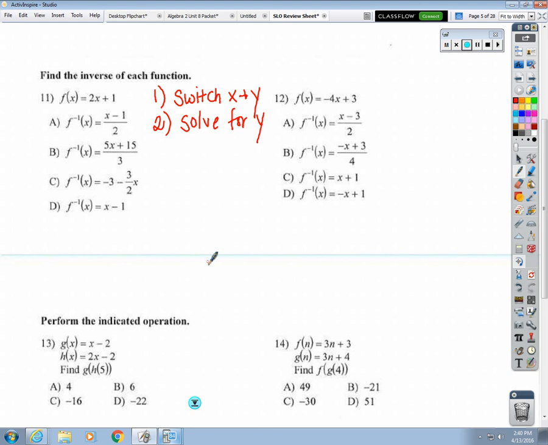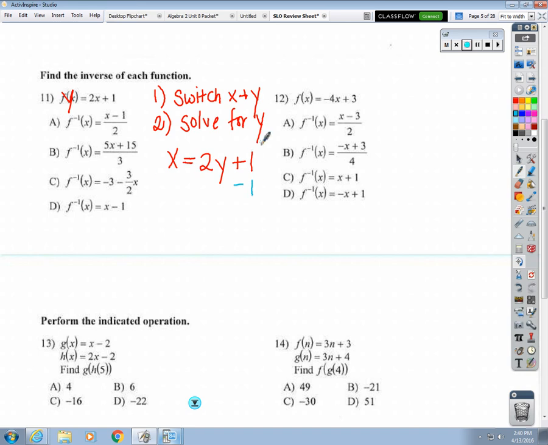Okay, so the first thing I have to do to find the inverse of a function is switch the x and the y. Well, if I look up here at this function, where is the y? f of x is the same thing, so just cover it up with a y. Now when I switch those, what will the function look like? x equals 2y plus 1. Now when I start solving for y, what do I do first?